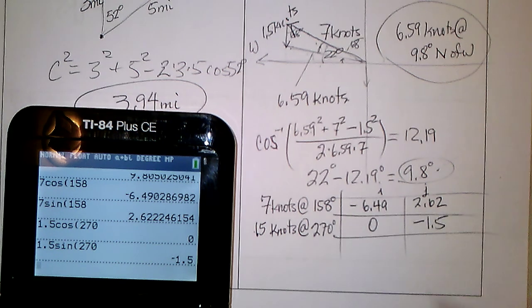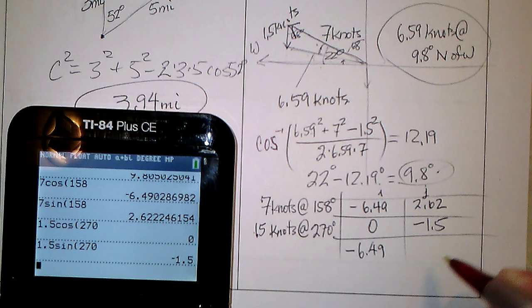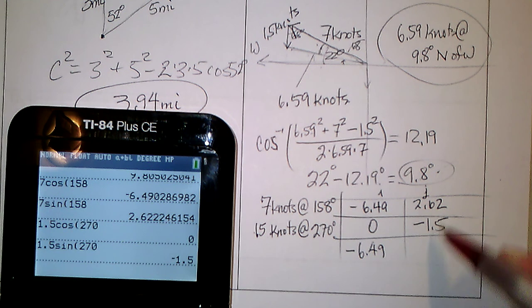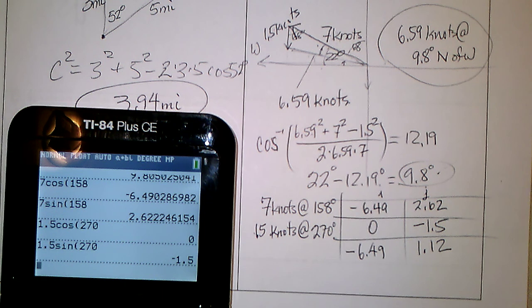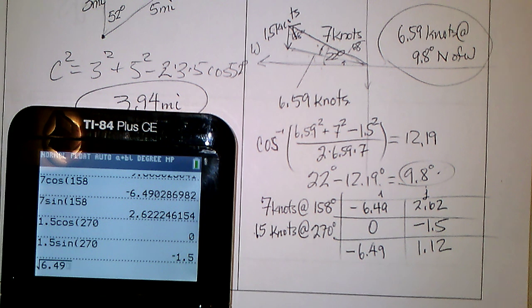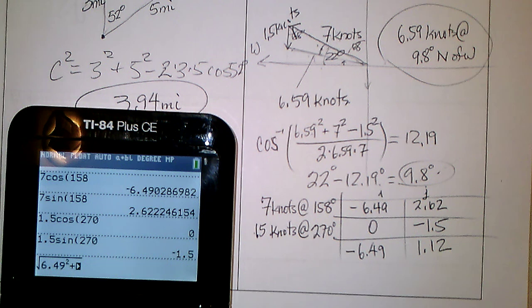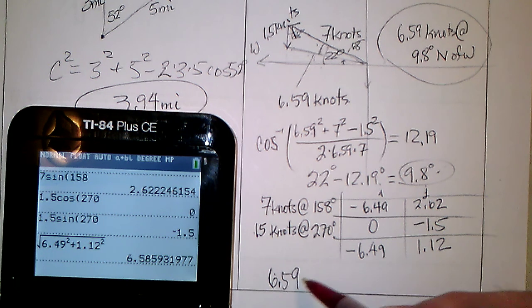Okay, add these up, so negative 6.49, and this would be 1.12. So now I convert this back to polar, so I'll do square root of 6.49 squared. I don't have to put the negative in because I'm squaring it. And 1.12 squared. And I get it's moving at 6.59 knots.